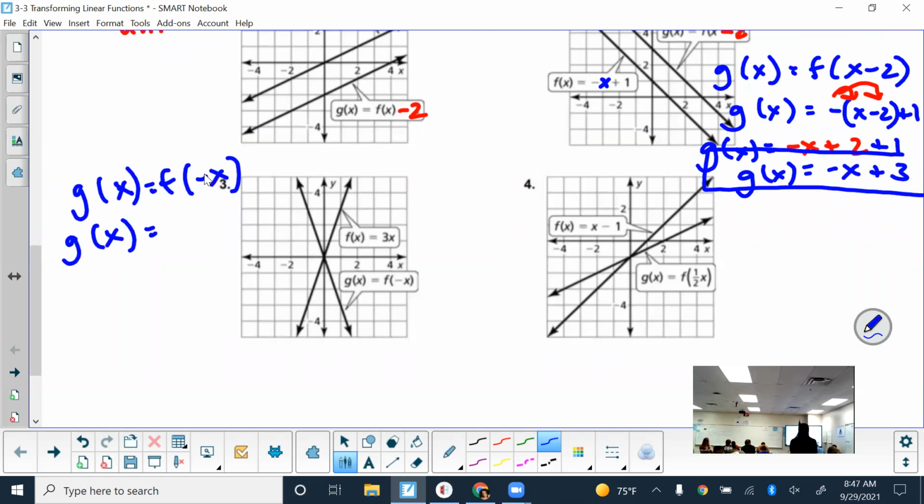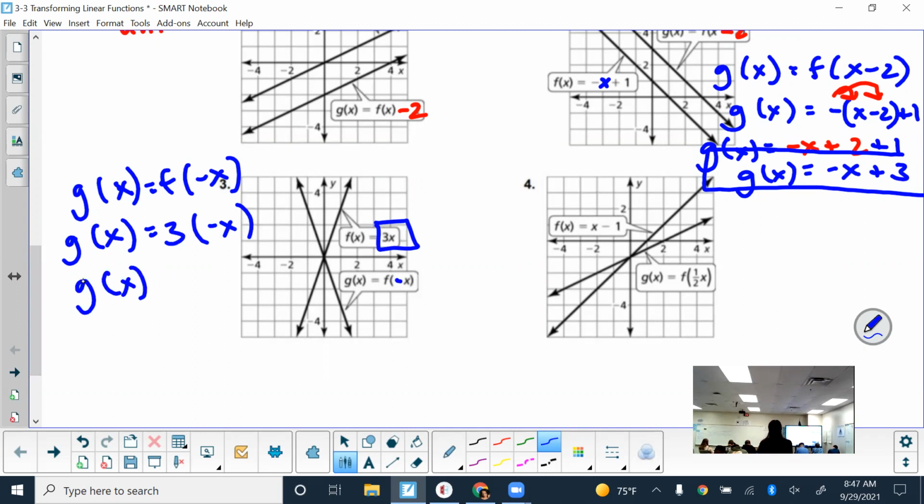That means that instead of writing x in our f of x, we're replacing it with what? Negative x. Because the difference here, what are they doing? Are they doing something to the input or the output? They're doing something to the input because it's inside the parentheses. So I need to copy down what f of x equals, which is 3x, but instead of writing x, because that's our input, we're going to write negative x. Whenever you plug stuff in, it's a good rule of thumb to put it in parentheses. That way you know to multiply or distribute things like that.